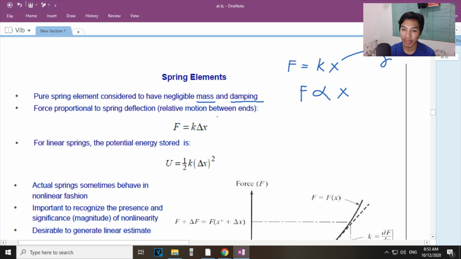Now, what is the form? Ito yun. Varying and deflection. Okay? Depende sa force na i-apply mo. For linear springs, the energy stored is in terms of potential energy.